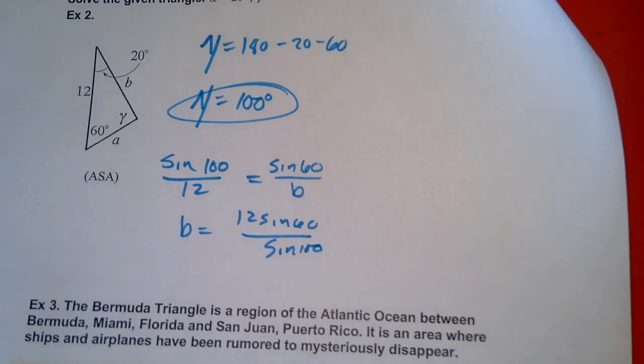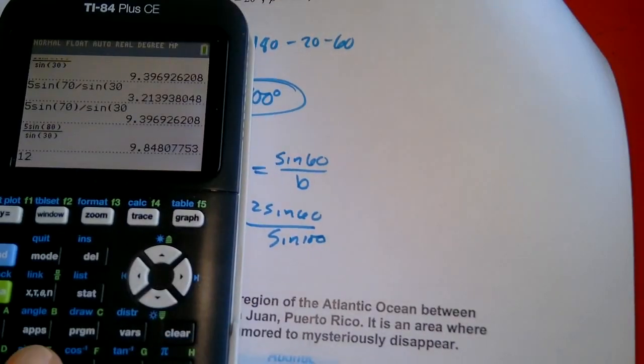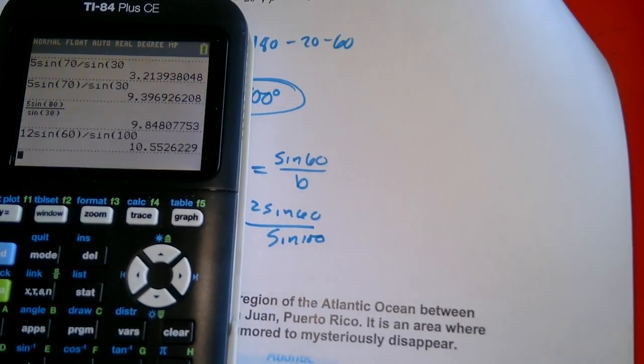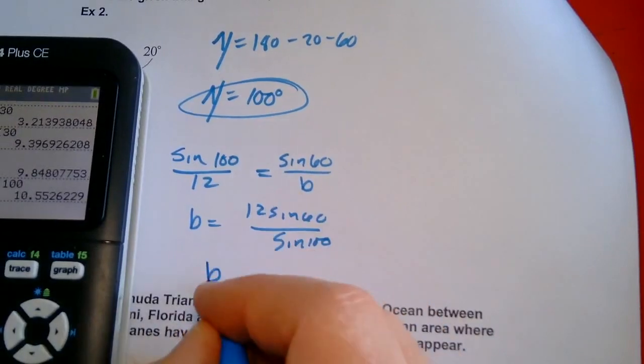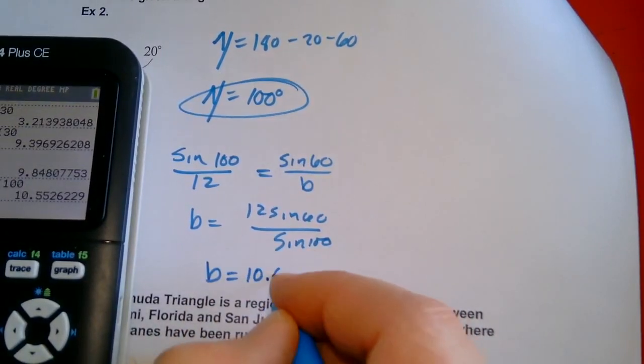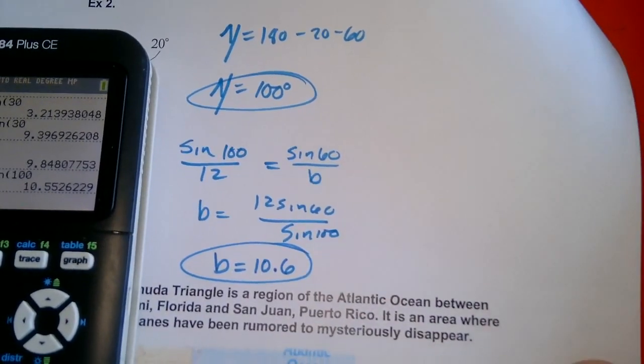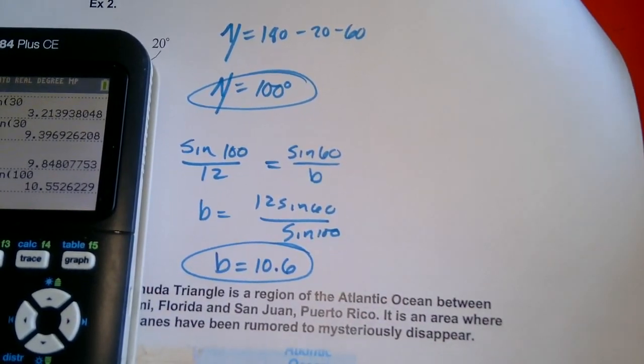So go ahead and pluggy chuggy that in. I've got 12 sine of 60, close it, divide by the sine of a hundo. And I got 10.55. That 5 rounds up to 10.6. Let me know if you're not getting that. Questions, y'all?